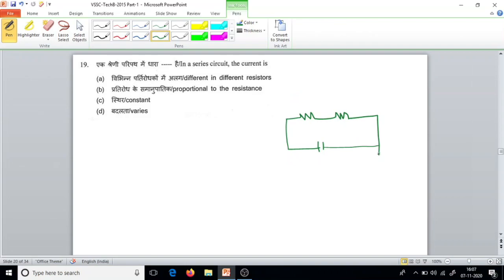In a series circuit, what happens? If V is the potential, the same current will be flowing through all the resistors, irrespective of their values, maybe R1, R2, but the same current will be flowing. Here also the current will be I. Here also the current will be I. So in a series circuit, the current is same or constant.